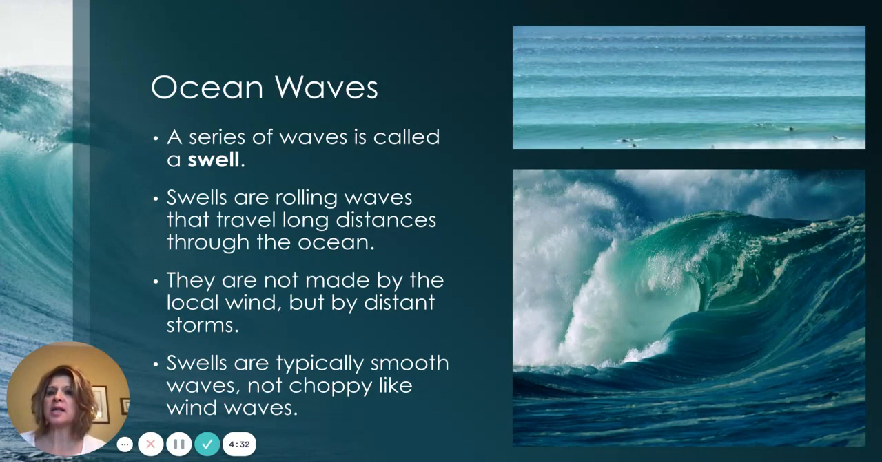Waves are a series of swells. Swells are rolling waves that travel a long distance through the ocean. They are not made by local winds, but by distant storms way off in the ocean. Swells are typically smooth waves, not choppy like wind waves. So they are just constantly moving and pushing more waves in front of them.